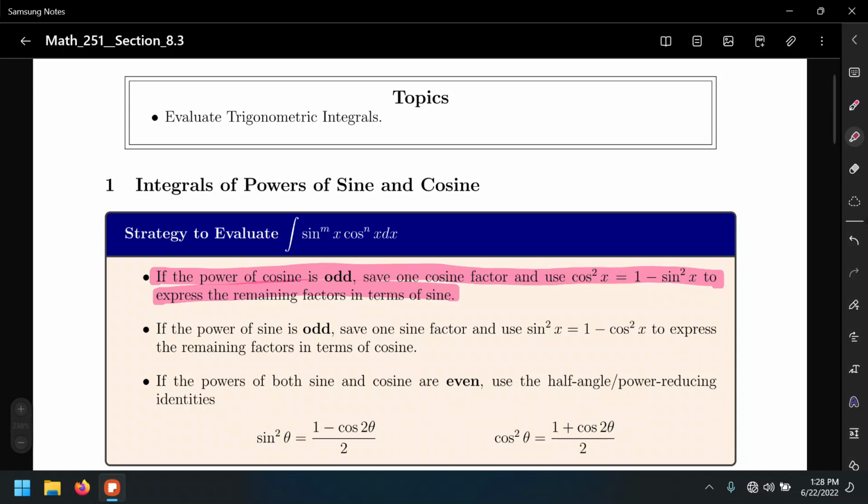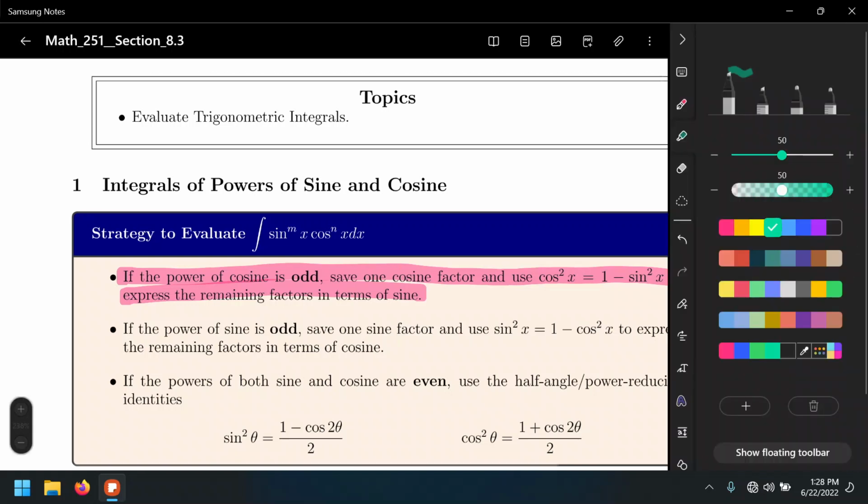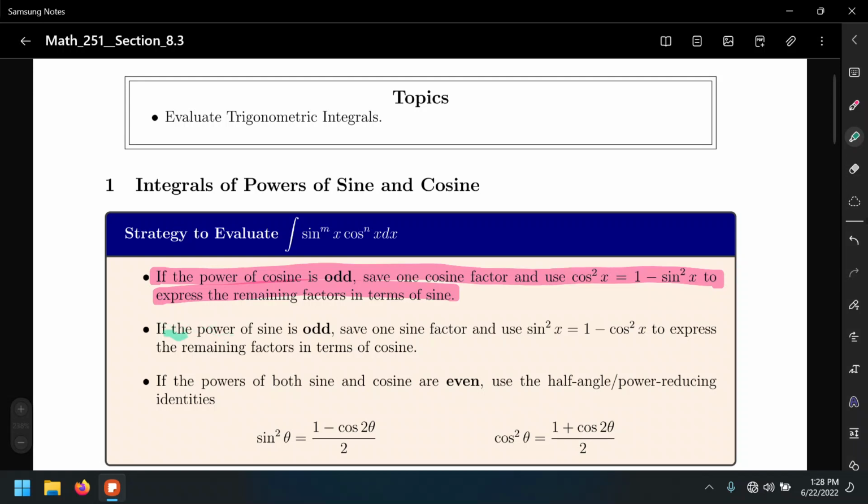For the power of sine, when that power is odd, not the cosine, we do pretty much the same, but in this case what we save is one power of sine, and we represent the remaining powers of sine as cosines. The idea is that our u will be the cosine function. Of course, where are these two trigonometric identities coming from? Those come from sine squared theta plus cosine squared theta equals 1. That's the Pythagorean identity.